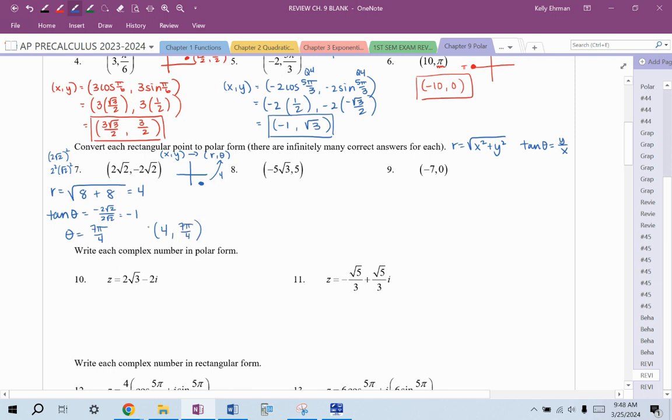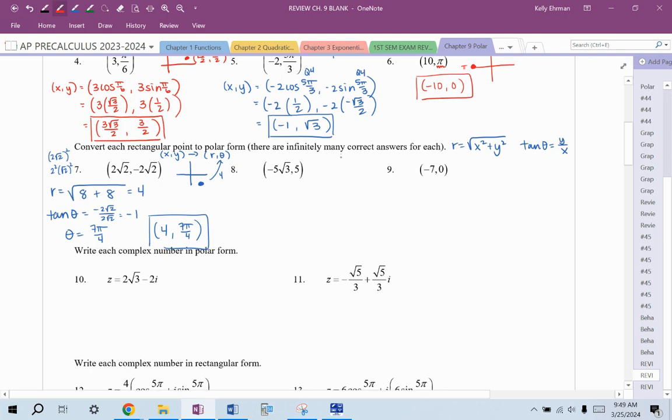And double check your work. Face 7 pi over 4, go forward 4 units, should land me in quadrant 4. If you wrote 3 pi over 4 for quadrant 2, you would go backwards 4. So negative 4, 3 pi over 4 is another possible answer.